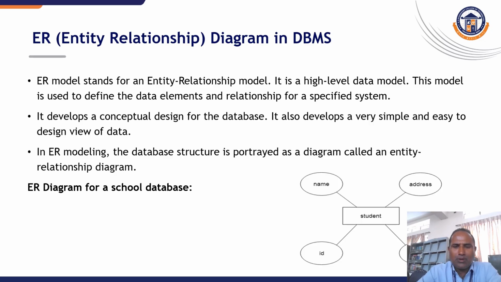See this example. Here we have a diagram. In this diagram, student is called an entity. Under this entity, we have a number of attributes like name, address, ID, phone number, email, etc. Here the student is considered as the entity, and in a database we can say it is the table name. Other things like name, address, ID and all are called column names.